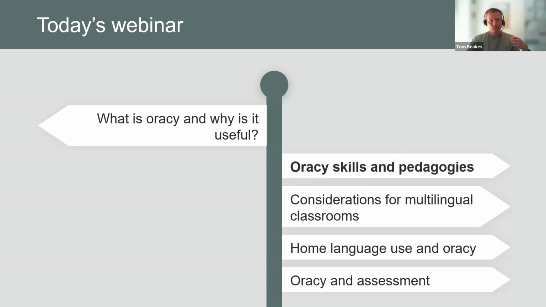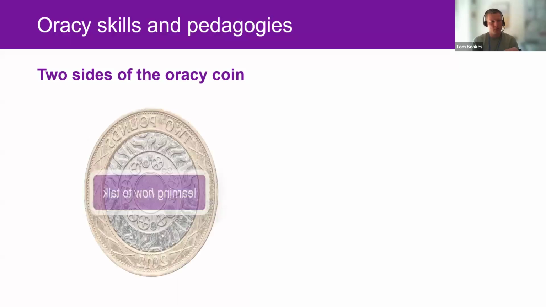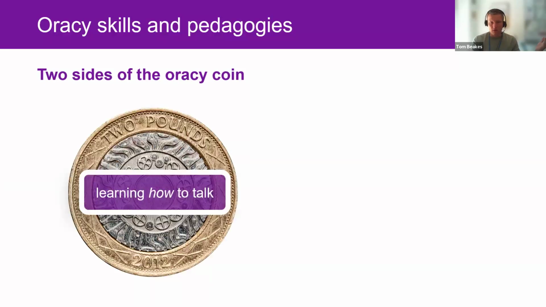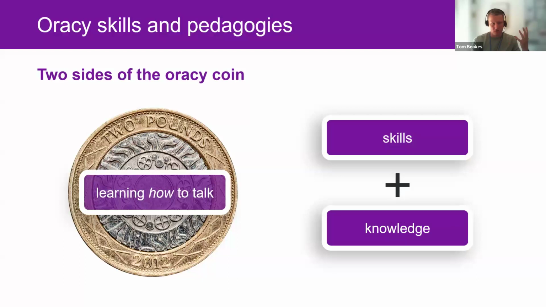And the first thing to notice is that there are two sides of the oracy coin. This is another phrase I borrowed from James Mannion, the gentleman I just mentioned, who's the director of an organization called Rethinking Education here in the UK. He says there's two sides of the oracy coin. The first one is learning how to talk, probably the type of oracy that we would first think of if you're a language teacher or an EL specialist. So talking about the skills and the knowledge you need to effectively communicate.